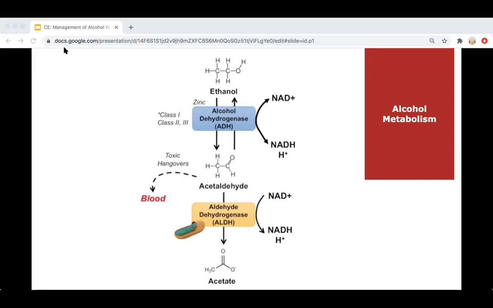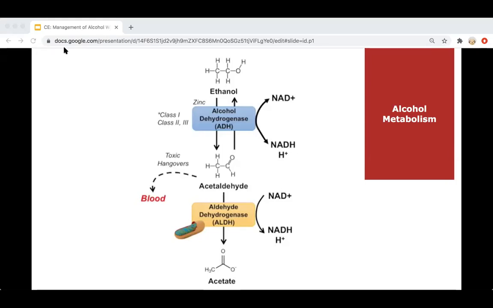So it's important to note that both of these enzymes, alcohol dehydrogenase and aldehyde dehydrogenase, follow zero order kinetics, meaning there's a constant elimination regardless of how much ethanol is consumed. So this pathway can get supersaturated very quickly. It's also important to note the cofactors NAD+ and NADH that are used in both of these enzymes.